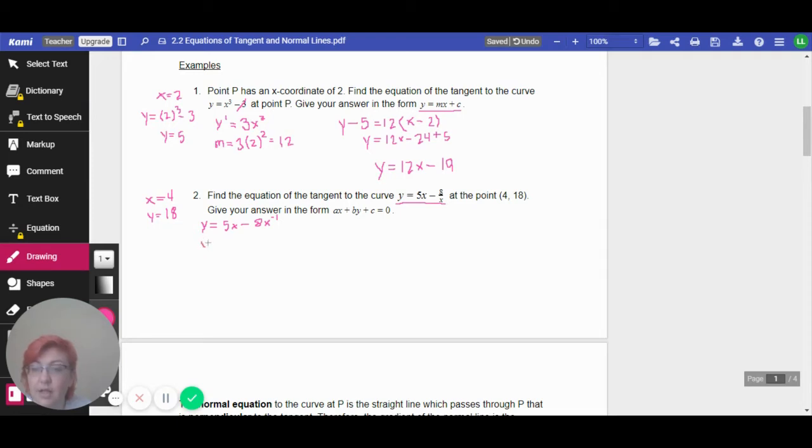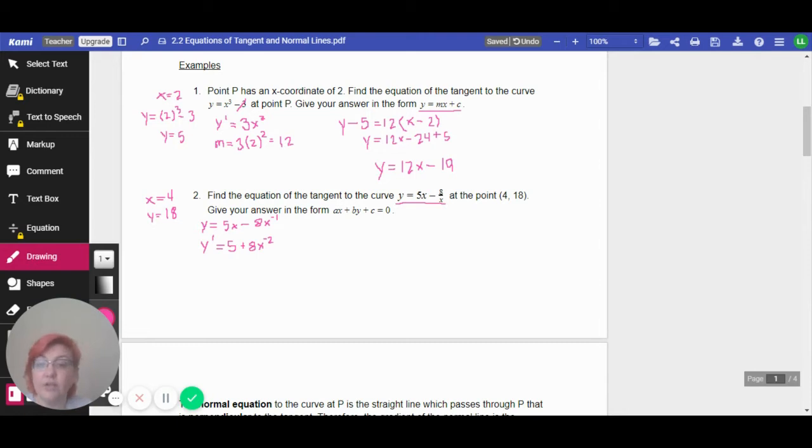From here, I can find y prime, which is the derivative or the gradient function, so that I can evaluate it at x is 4. My n is 1, my a is 5, and 1 times 5 is 5. x to the n, 1 minus 1. 1 minus 1 is 0. x to the 0 is 1. And 1 times 5 is 5, so we move on. Here, my n is negative 1. My a is negative 8. Negative 1 times negative 8 is just 8. And then I have x to the n, which is negative 1, minus 1. And negative 1 minus 1 is negative 2.